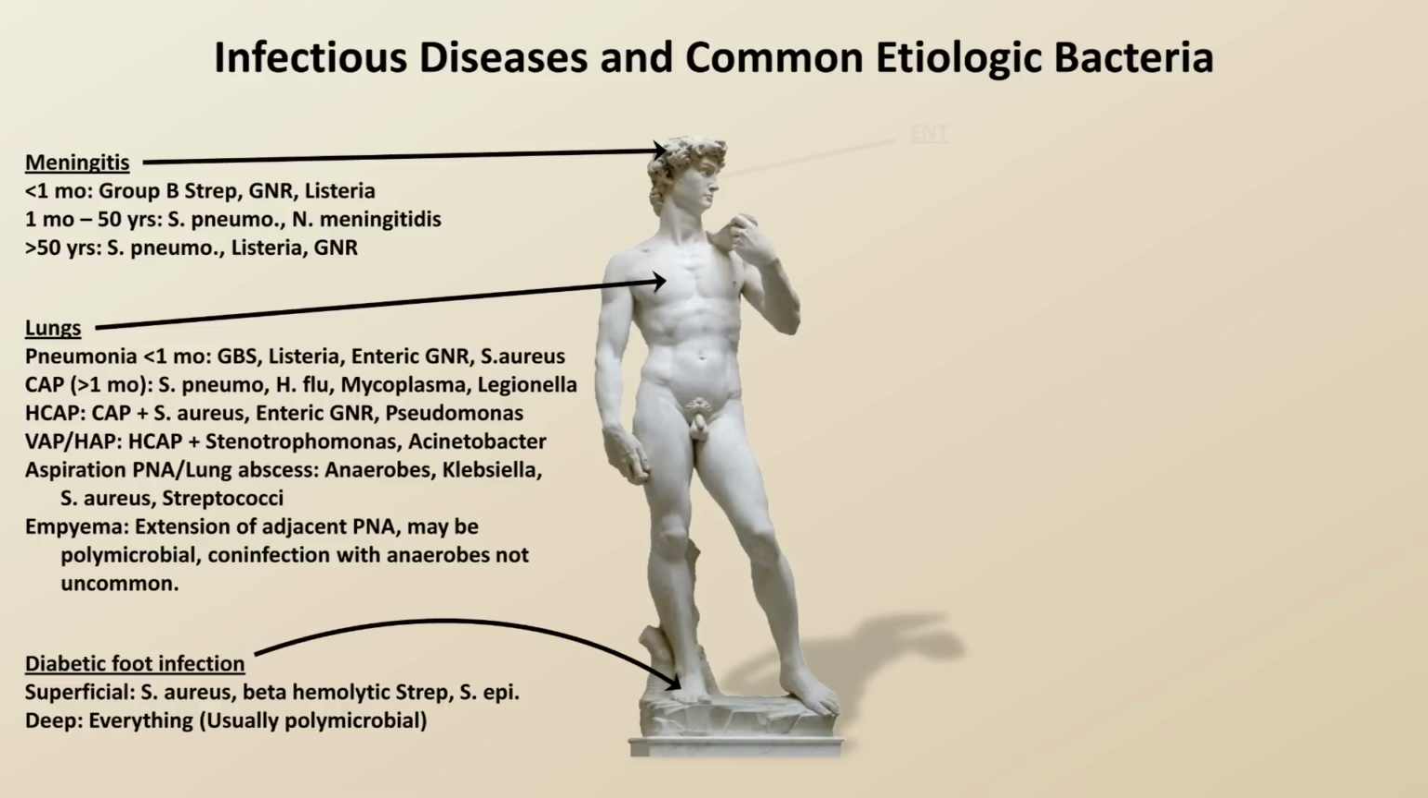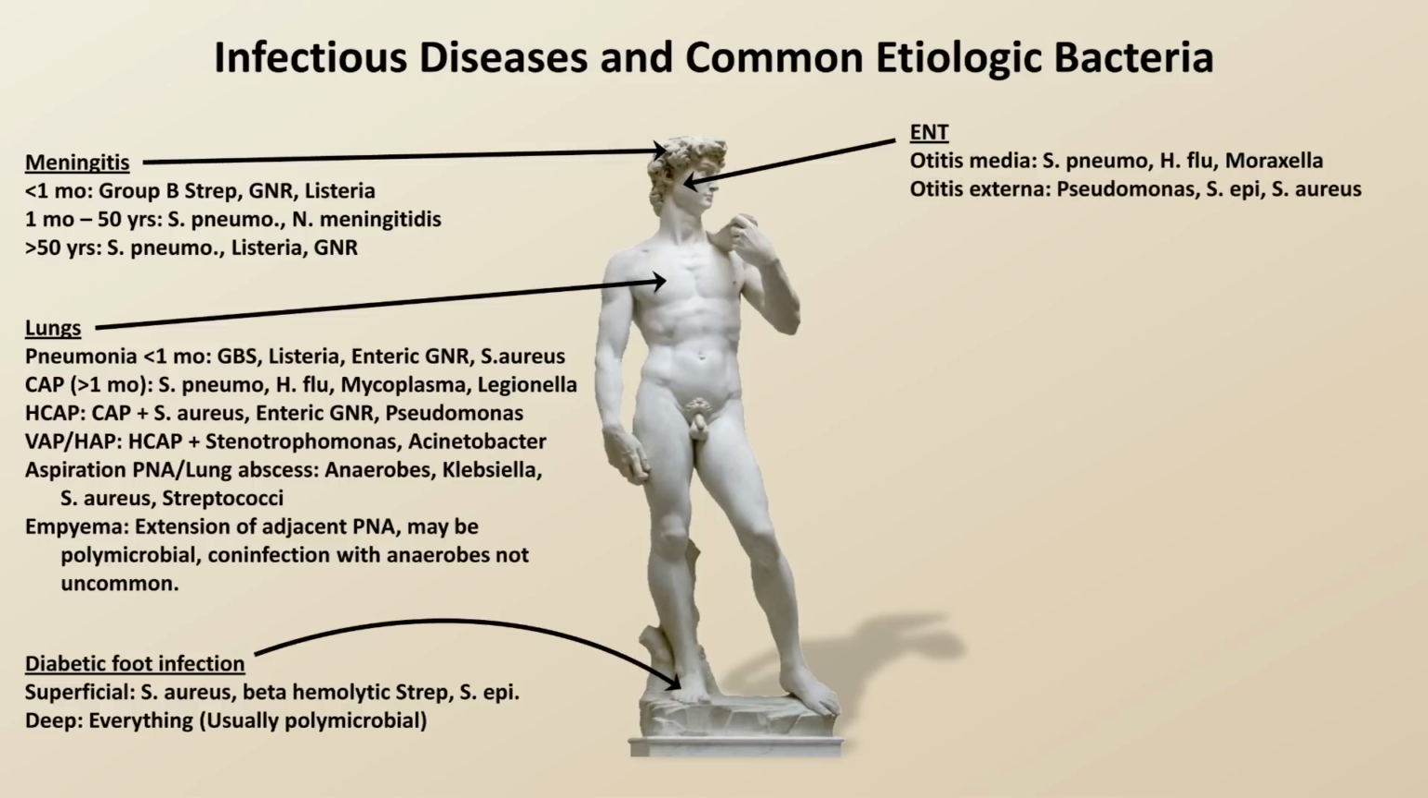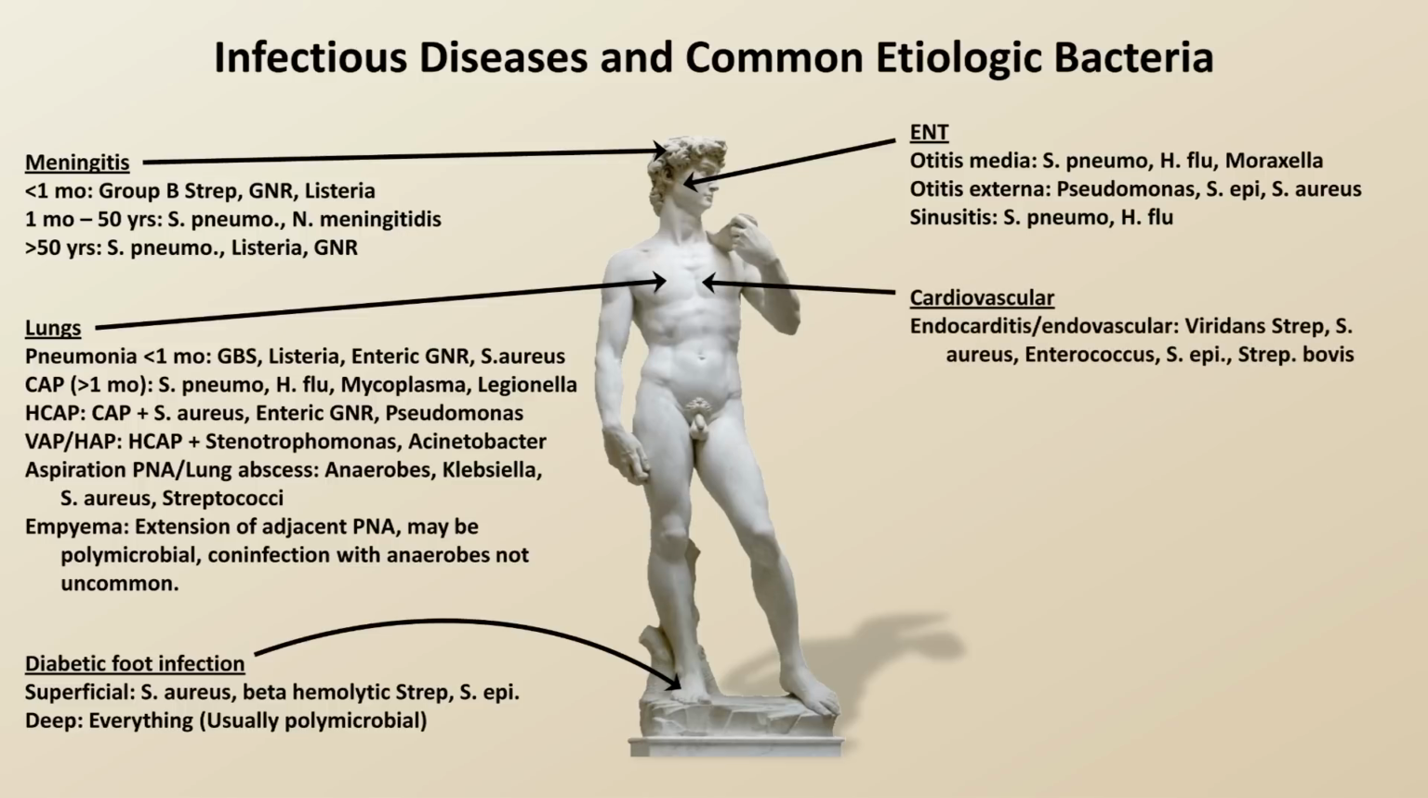Within the domain of ENT, or ears, nose, and throat, when otitis media is from bacteria and not from viruses, it is usually caused by strep pneumo, H. flu, or Moraxella. Otitis externa is from Pseudomonas, staph epi, or staph aureus. And sinusitis, when not due to viruses, is often due to strep pneumo or H. flu. Endocarditis and other endovascular infections are almost always from gram-positive cocci, including but not limited to viridans strep, staph aureus, enterococcus, staph epi, and strep bovis.